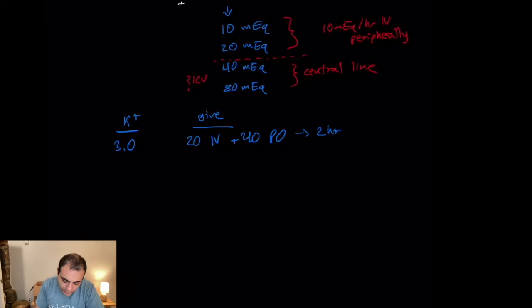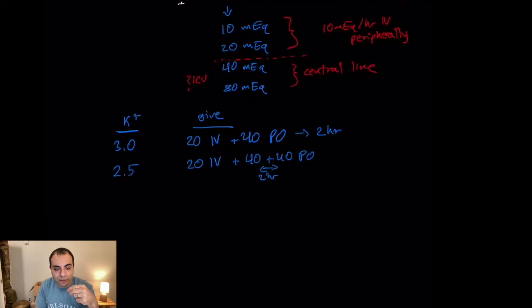Let's say the potassium is 2.5, okay? So now you're getting pretty low. So again, here, what you can do is you can still give the 20 IV, and then you can give 40 plus 40 PO. So 2 tablets essentially, and you want to make sure you separate them by 2 hours. You don't want to give them right away after each other. So you've got 2 hours for this, then you're giving the PO, then you're waiting 2 hours, then you're giving the PO. So this is essentially going to take around 4 hours to complete the repletion, okay?